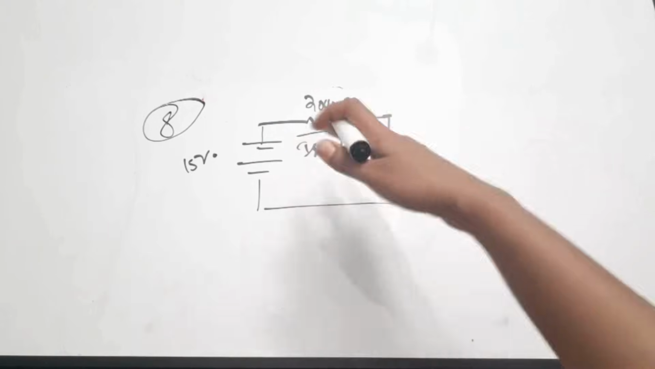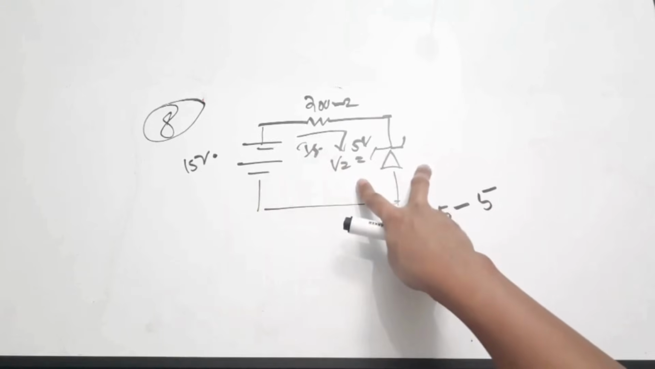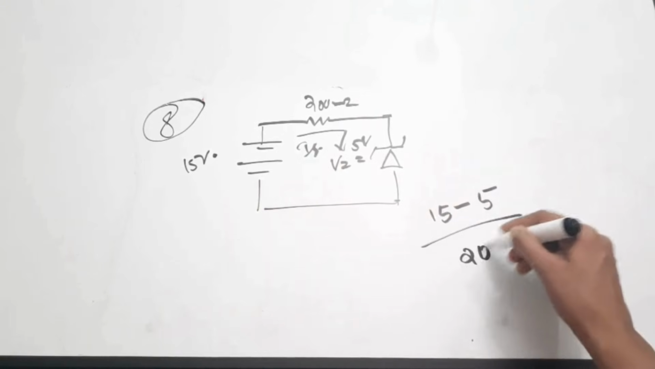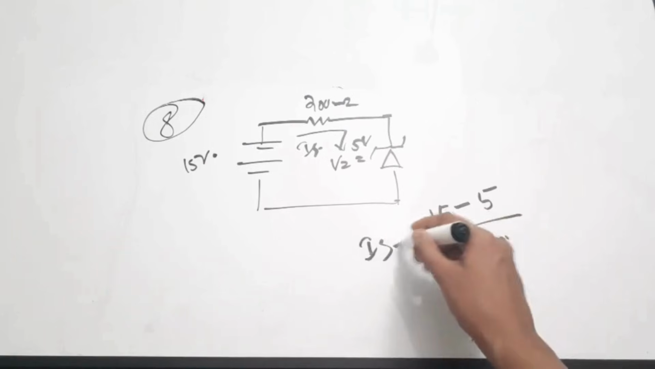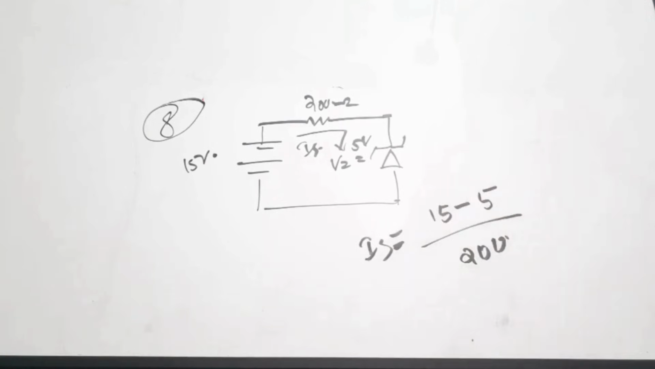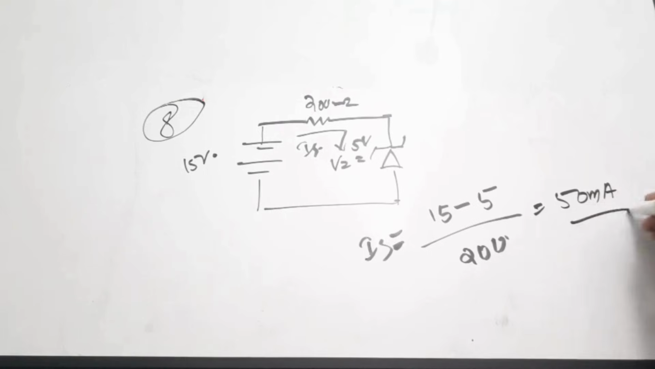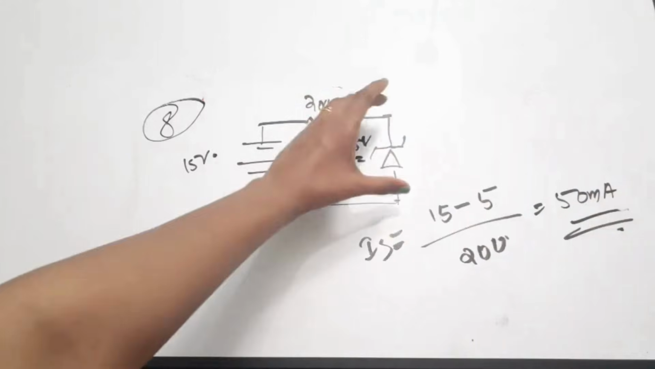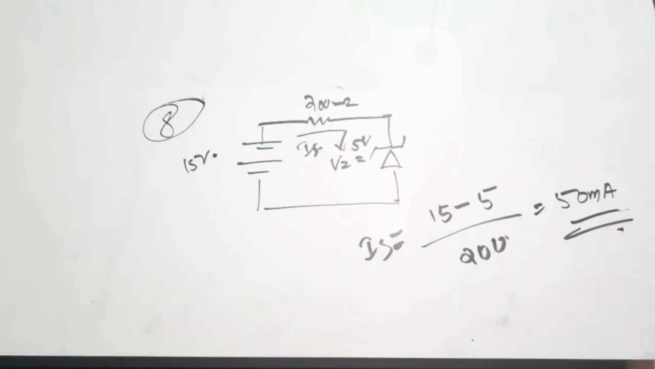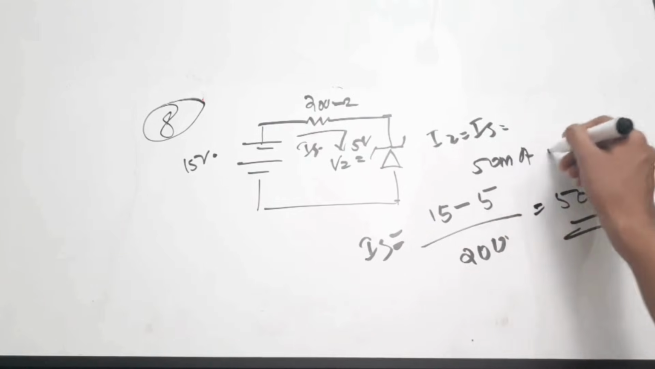So the current passing through the resistance will be 15 minus 5, that is this voltage minus the voltage drop across the diode, by 200. That is the current passing through the resistance, that is IS. So 15 minus 5 by 200 is equal to 50 milliamperes. And that is the same value of current passing through the Zener diode also. So IZ is equal to IS is equal to 50 milliamperes.